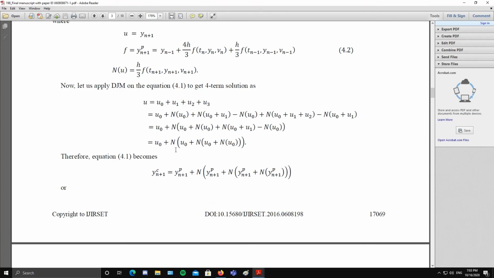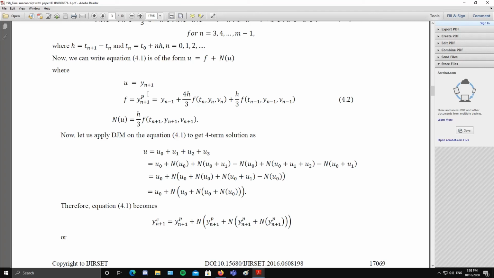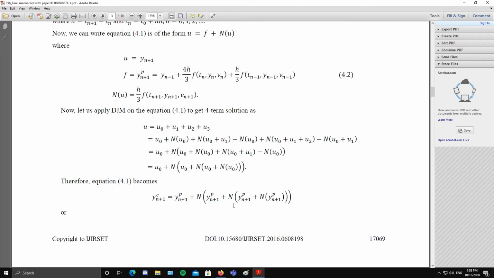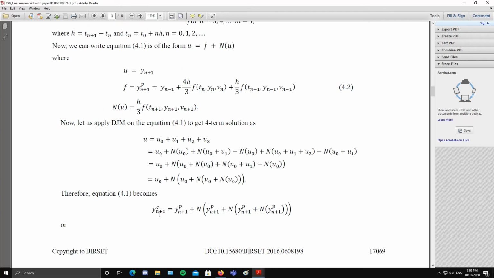So that is u naught plus n of. So here again within the brackets n of u naught gets cancelled. So n of u naught plus n of u naught, and this u1 is replaced by n of u naught. So we have u as u naught plus n of u naught plus n of u naught plus n of u naught. So what is u? yn plus 1c, that is the corrector value. yn plus 1c, u naught is the predictor value, that is yn plus 1p plus n of u naught is replaced by yn plus 1p in every term. So that's what you have here. I repeat, u is the corrector value yn plus 1c, u naught is the predictor value yn plus 1p. So in place of u naught you have yn plus 1p everywhere.